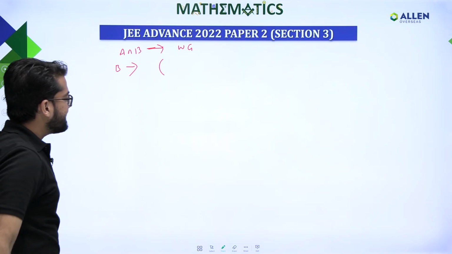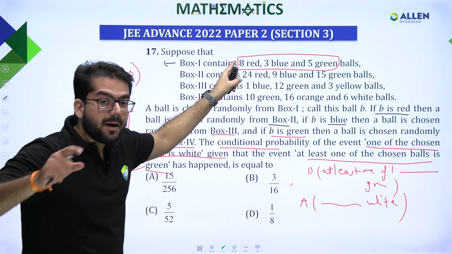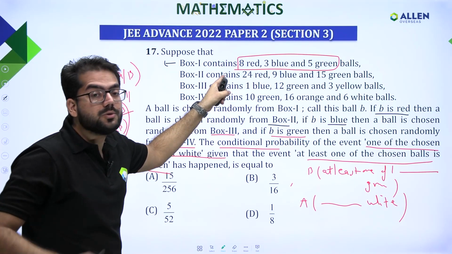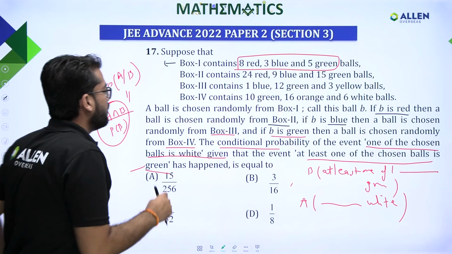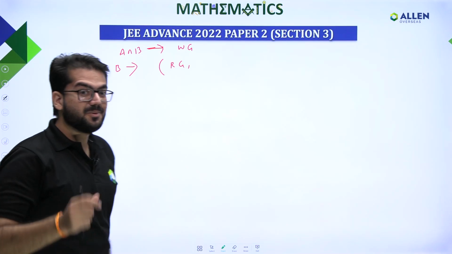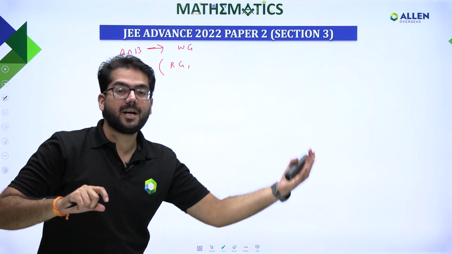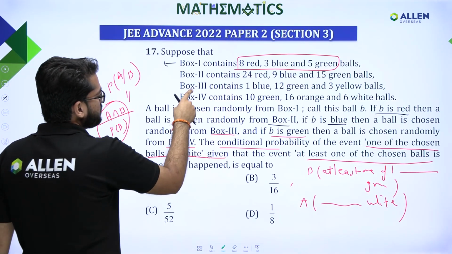For B, let's say when we choose a red ball from box 1, then we have to go for the second box to choose a green ball, right. So red and green we can make a combo, that is red and green, right. Once we choose red, we have to go for the second box to choose green. Now what about the second one?